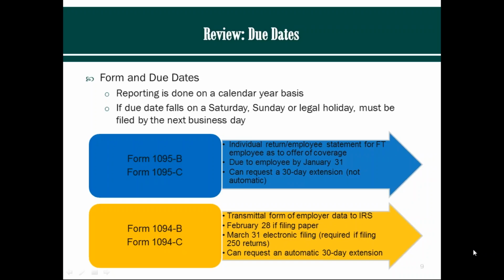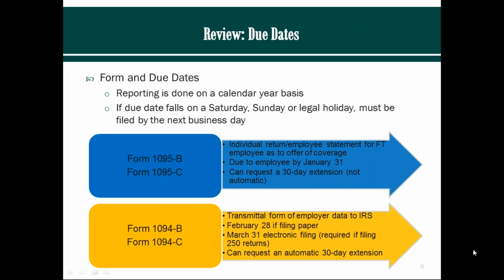So as to the Form 1095B and 1095C, again, forms that are going to individuals, they have to be given to the individual, either the full-time employee or that responsible individual, by January 31st of the year following the year that you offered coverage. So for 2016, you're filing for your 1095C or 1095B. It's due by January 31st, 2017.